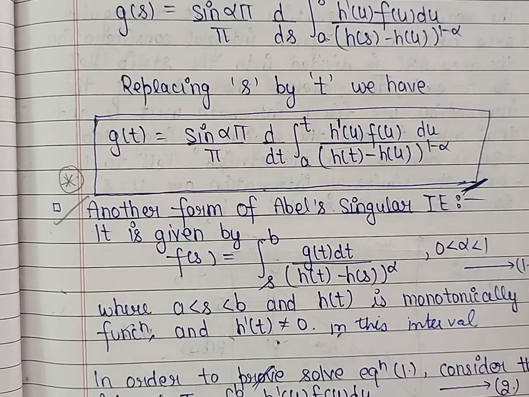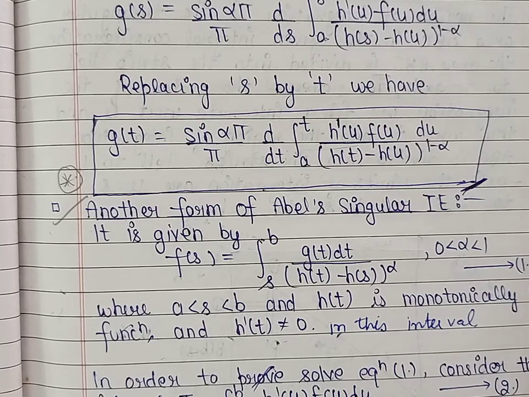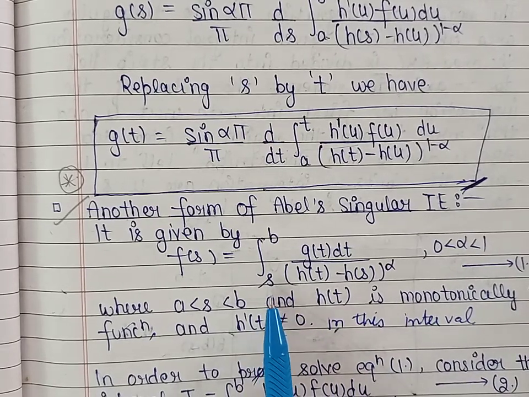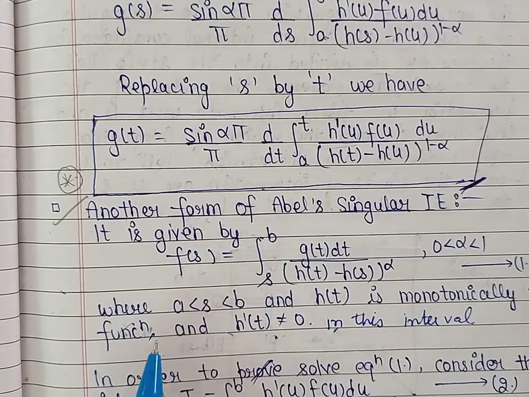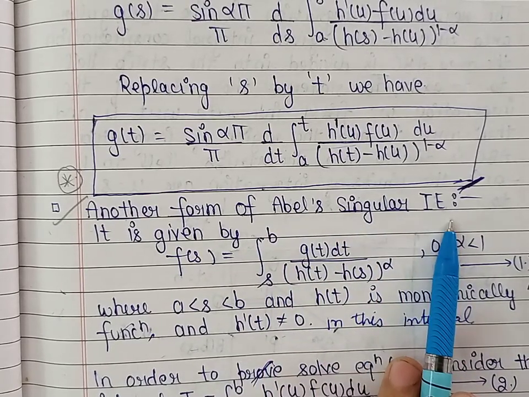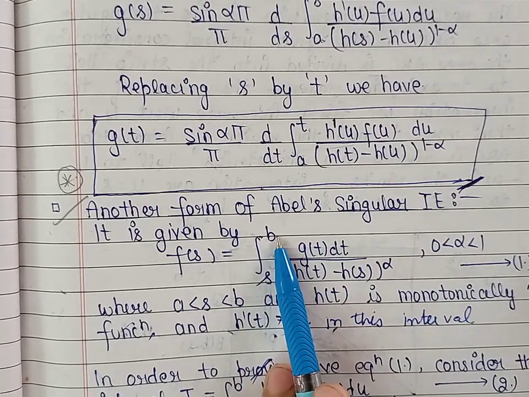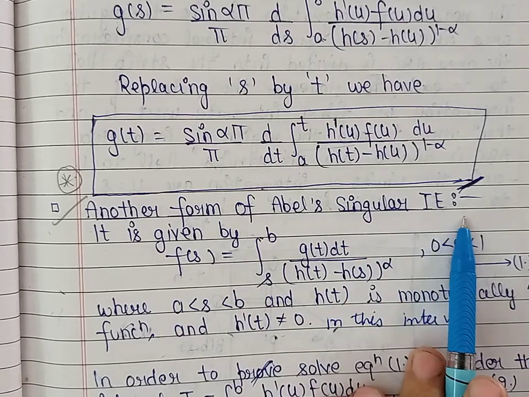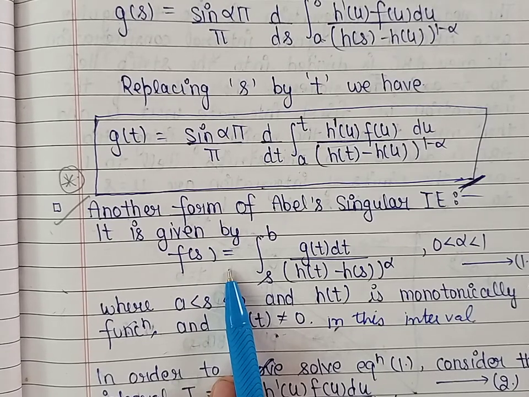Good morning, students. In the previous lecture, we discussed the solution of the general form of Abel's singular integral equation, in which the limits of integration were a to s. Today, we will discuss another form of Abel's singular integral equation, in which the limits of integration are from s to b.